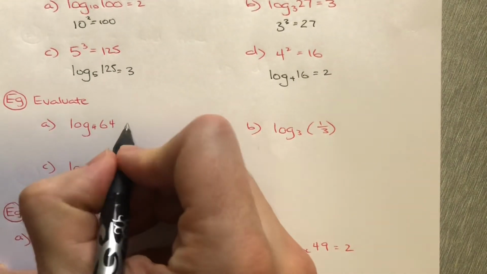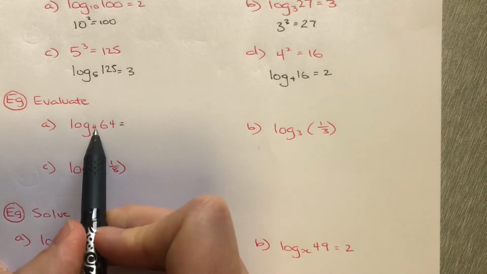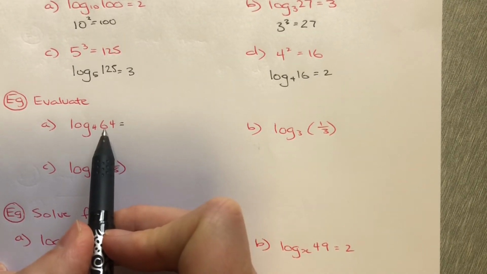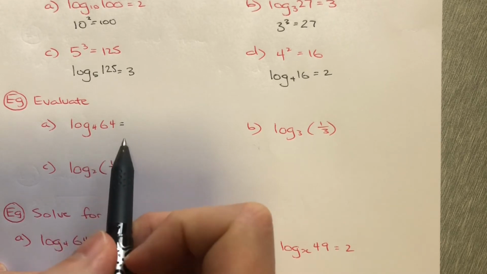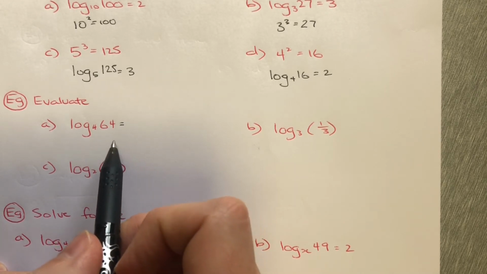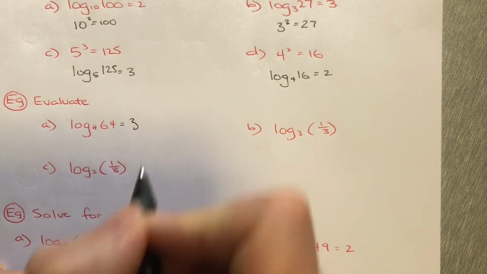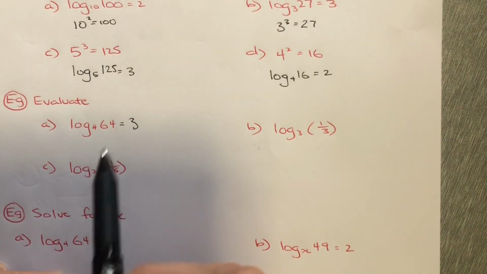Alright, so 4 to the power of something gives us 64. So 4 squared is 16. That's not what we want. 4 to the power of 3 gives us 64, 4 times 4 times 4. So to evaluate it, this whole thing is just 3.